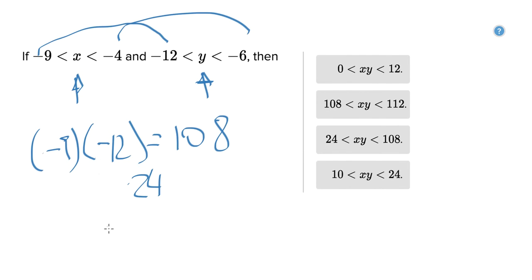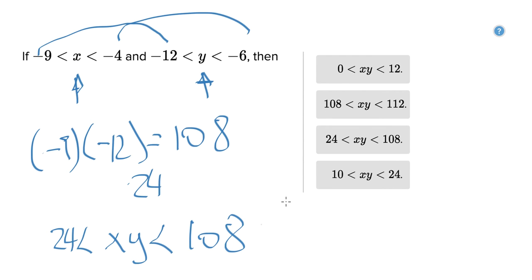So we're going to be looking at a value of xy that's greater than 24, right? Not less than, but greater, because a negative times a negative gives you a positive. So a more negative value would be a more positive value, or a greater value, but less than 108. And the only answer that expresses that here is answer choice C.